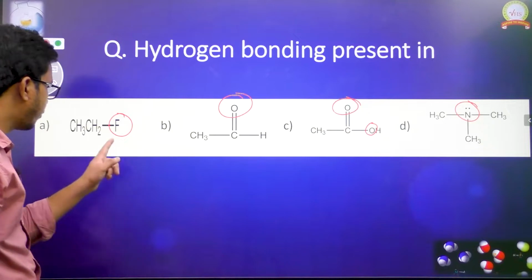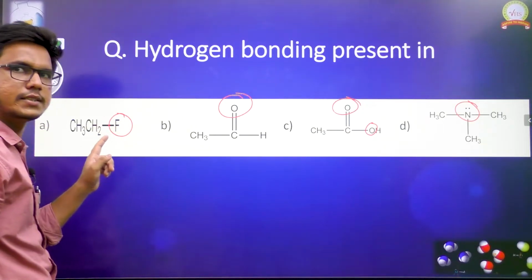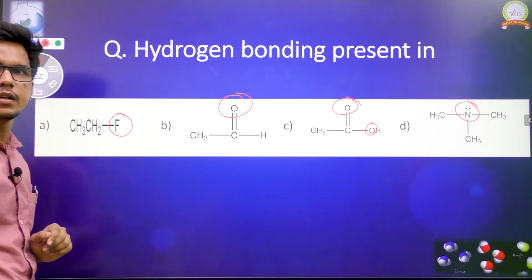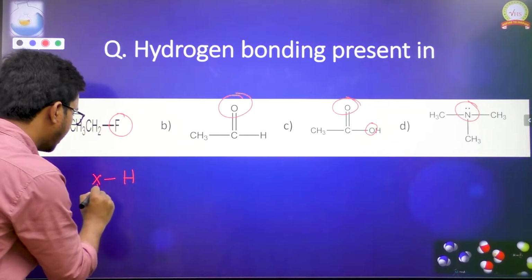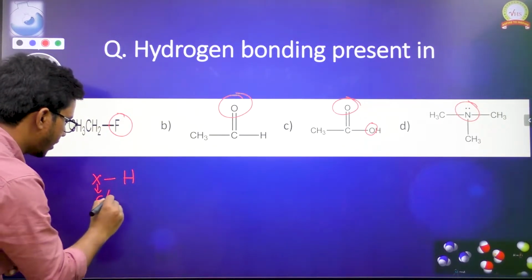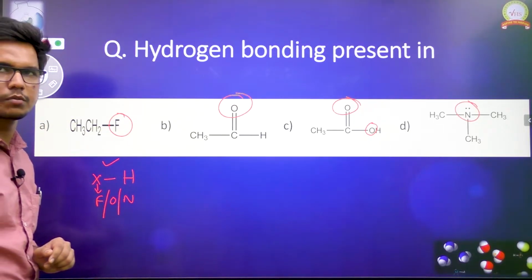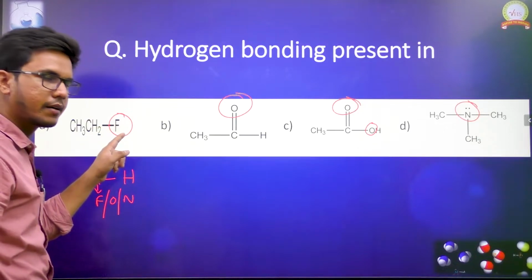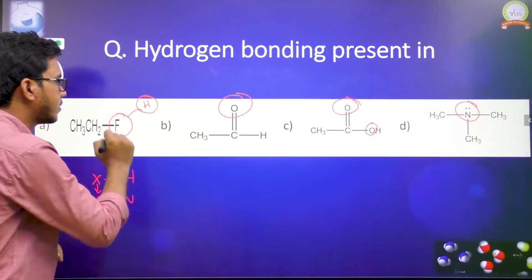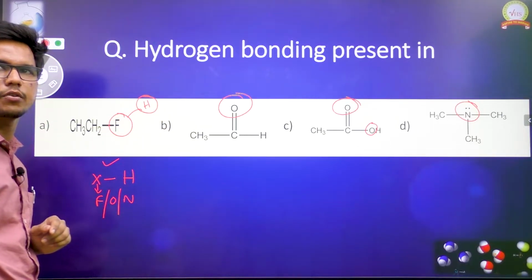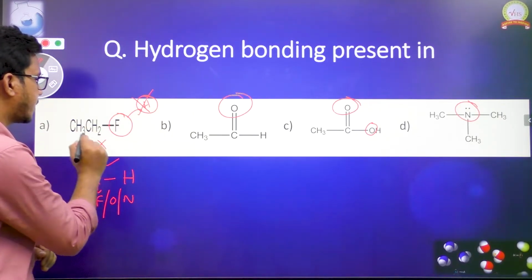Okay, now if we take fluorine, we have fluorine here, which comes from the more electronegative group. Fluorine is there, but what is the condition? The hydrogen should be connected with the more electronegative atom. Let us take this as X. If X is fluorine or oxygen or nitrogen, then we can say it can readily form hydrogen bonding. But we have fluorine here, and there is no hydrogen directly connected to fluorine. Since there is no hydrogen directly connected to fluorine, the first one won't form hydrogen bonding.